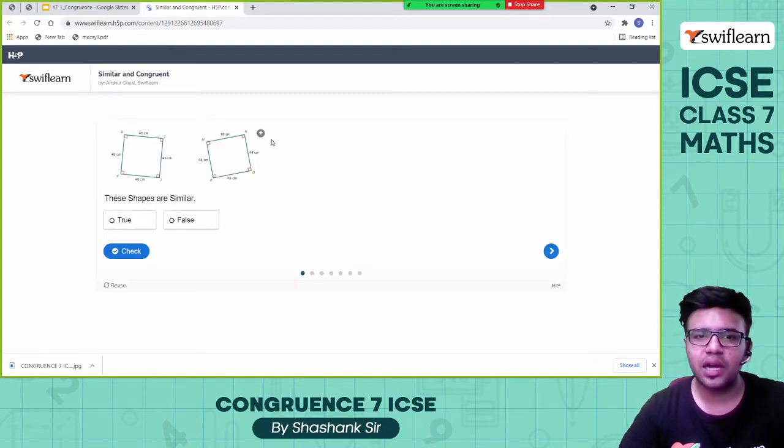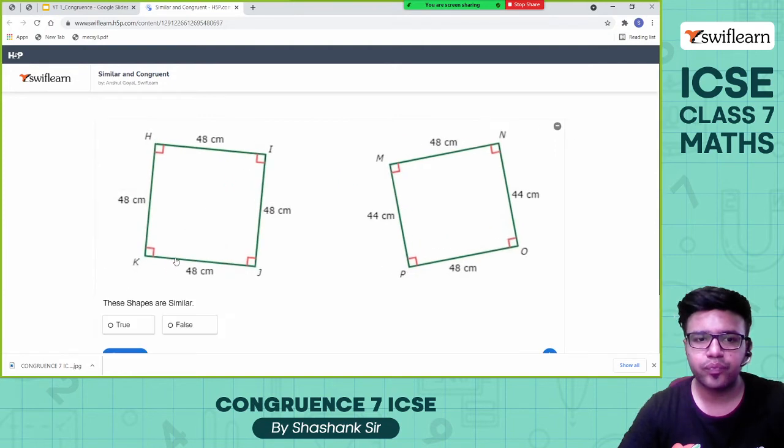These shapes are similar. 48, 48, 48, 48. This is a square. This is a rectangle. 48, 44, 48, 44. Sir, दिखने में same है पर यहाँ पे अलग dimension दिया है. So these shapes are similar?